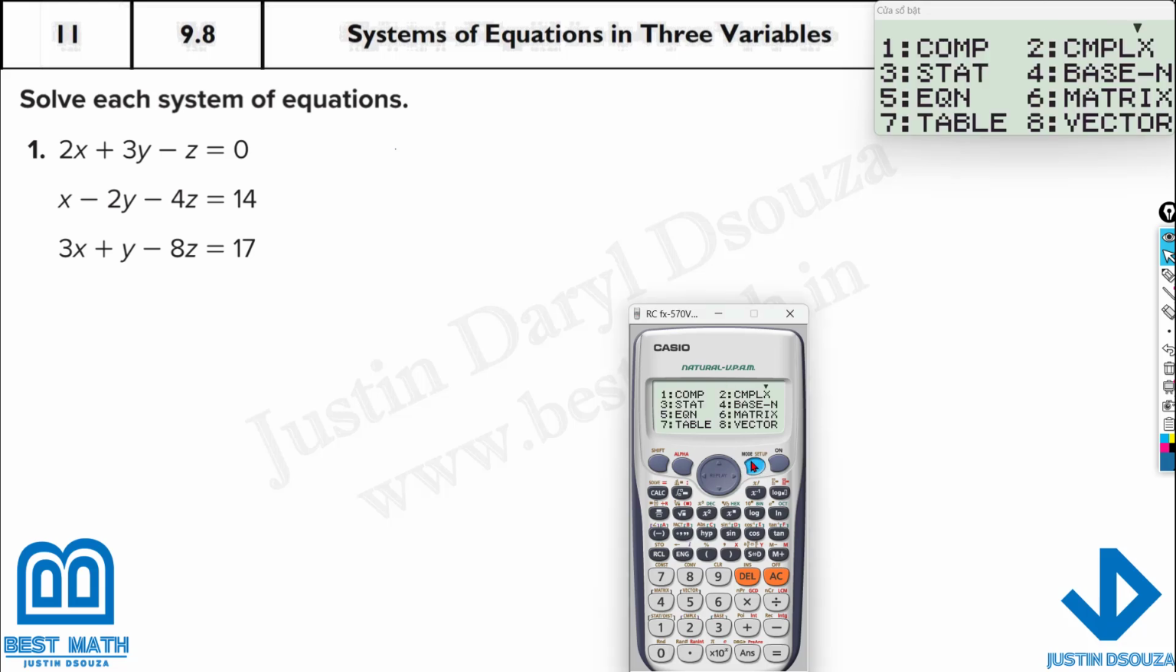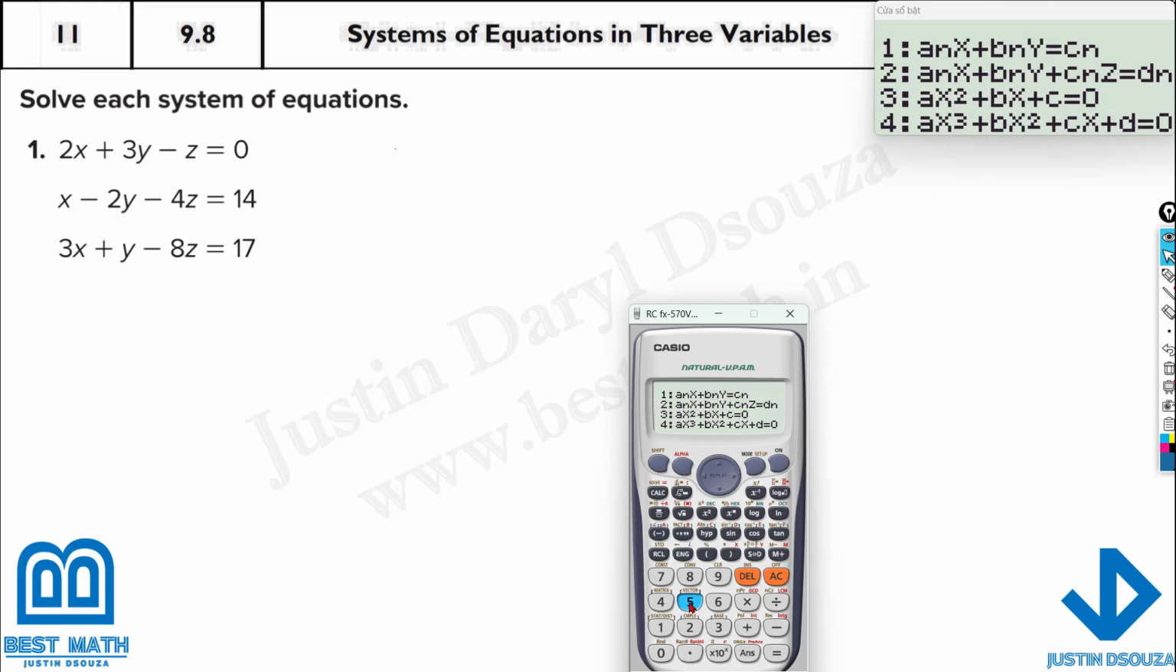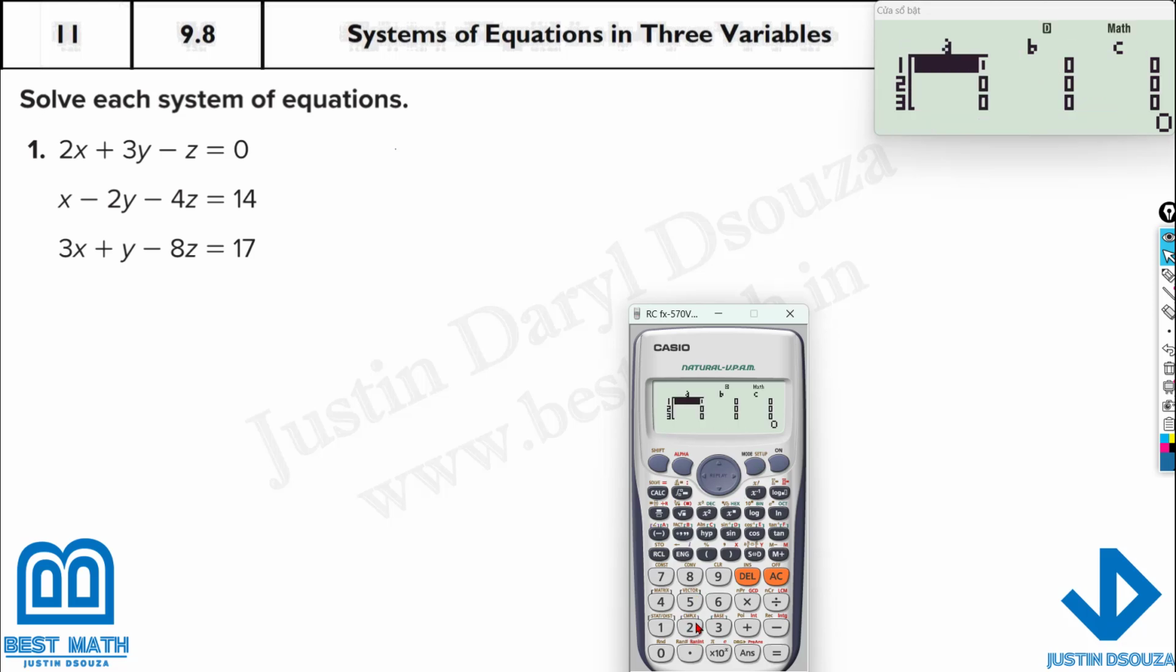We have to go to Mode, and we can see these are simultaneous systems of equations, right? 5. Now you can see 3 variables: x, y, and z, 3 variables, 3 equations. It's option 2 or 4. But x, y, z is not in option 4, it's cubic. Option 2 has x, y, and z, so it's only option 2. Mode, 5, 2.